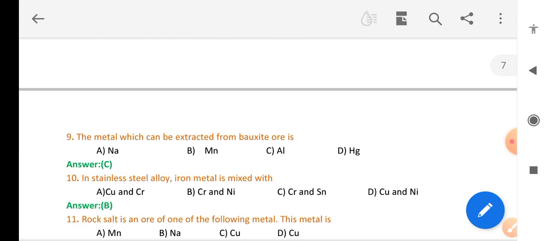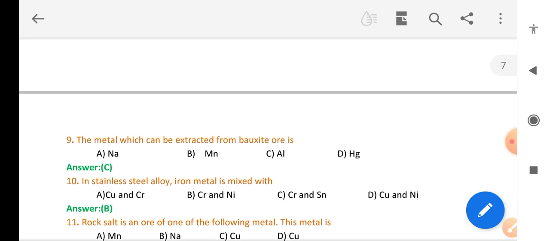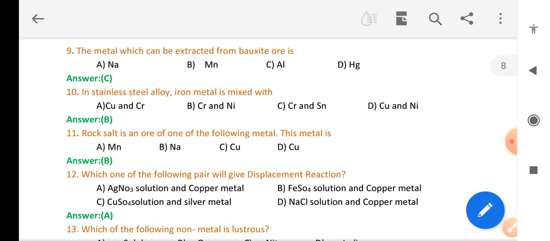The metal which can be extracted from bauxite ore is C, aluminum. It is also asked in all competitive exams, it is related to the 10th exam and it's a very important question also. Remember it. Next question, the stainless steel alloy: iron is mixed with, that is B, chromium and nickel. Chromium and nickel are mixed with iron.